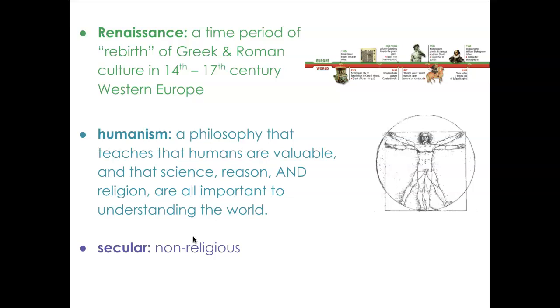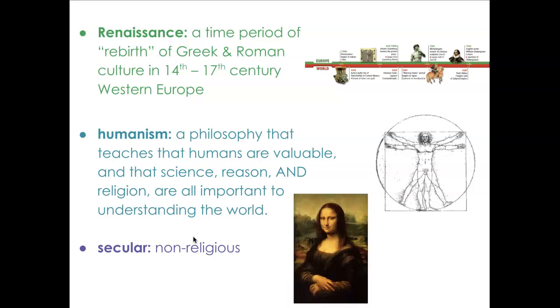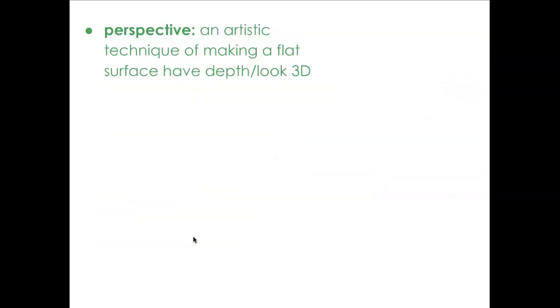Secular means non-religious, right? So the Mona Lisa is a secular painting. So during this time, if we are focusing more on humans and them being valuable, then that means that we're not just going to be creating religious art that will be church art, right? As we saw so much of in medieval times.